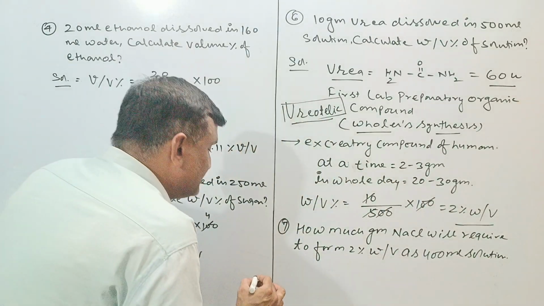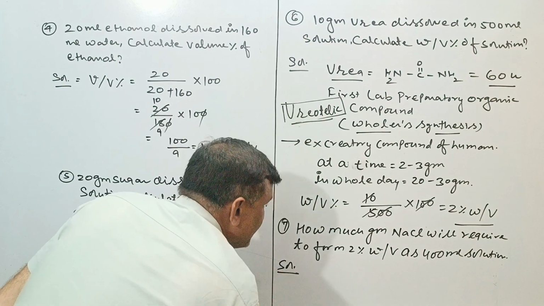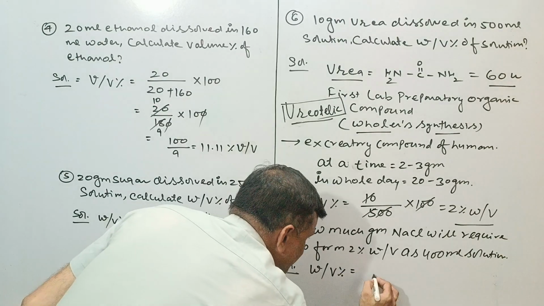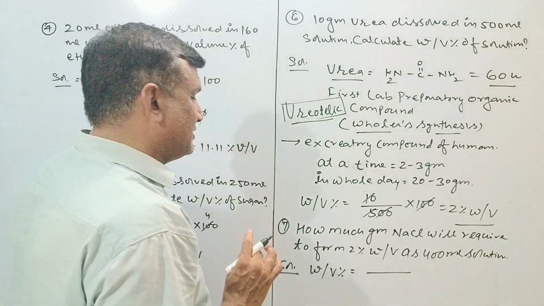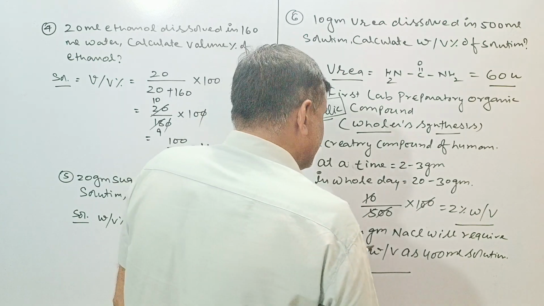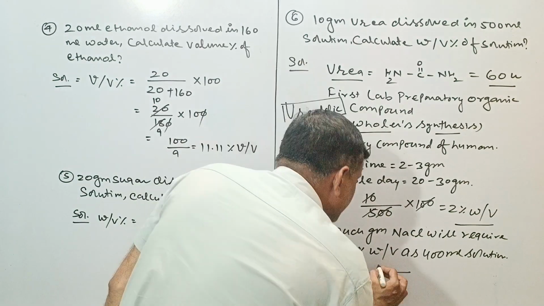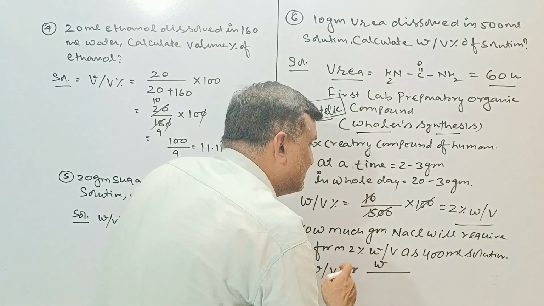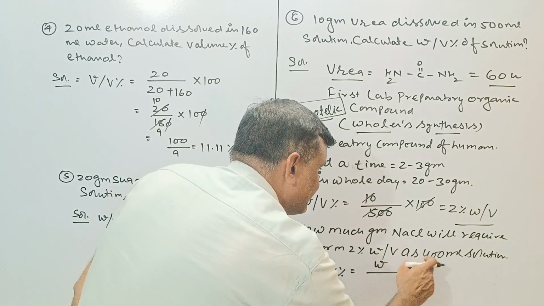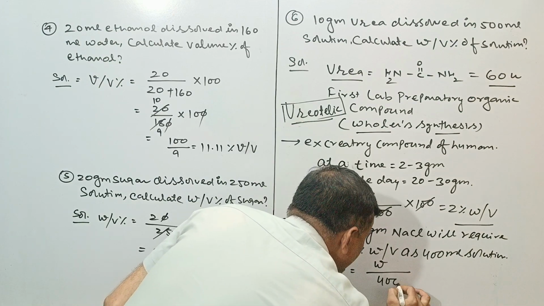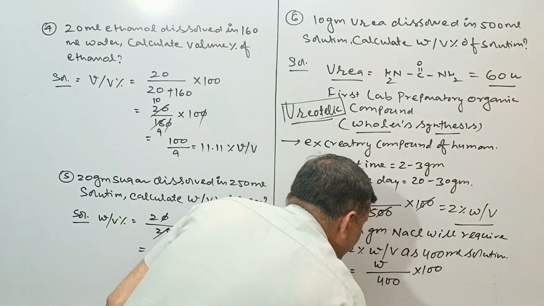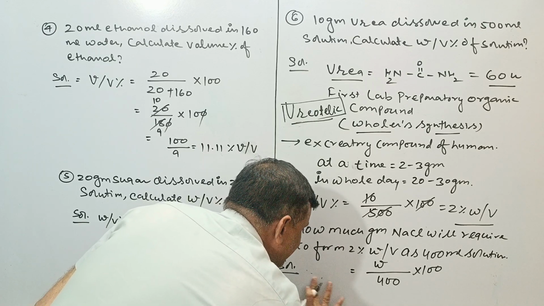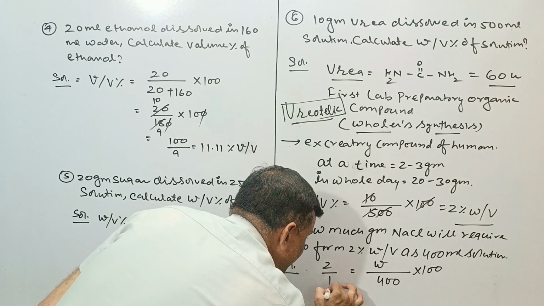So if we go with the solution, this is the NaCl solution. The mass volume percentage is equal to mass of solute. Mass of solute here we have to find out, so this is the small w. Volume of solution is given, that is 400 ml, multiplied by 100. The mass volume percentage is given, that is 2, so we can take 2 upon 1.